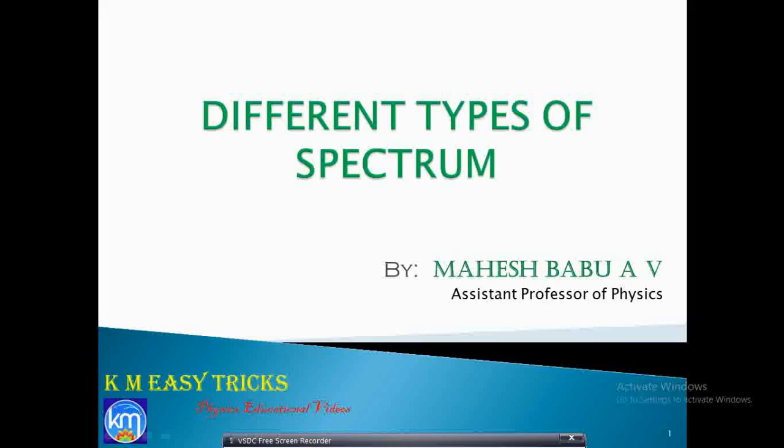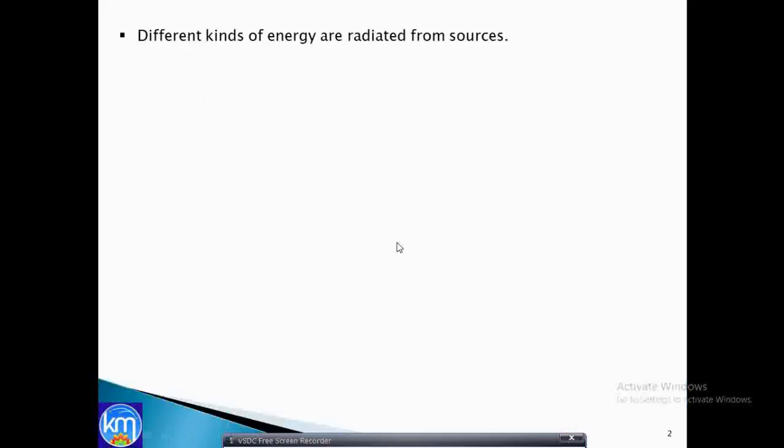So in this session we'll be dealing with different types of spectra. First, let us understand what we mean by spectrum. We have different sources of energy that give out energy. For example, a fire gives out heat energy. Similarly, there are different sources which give out light energy. So different kinds of energies are radiated from sources.